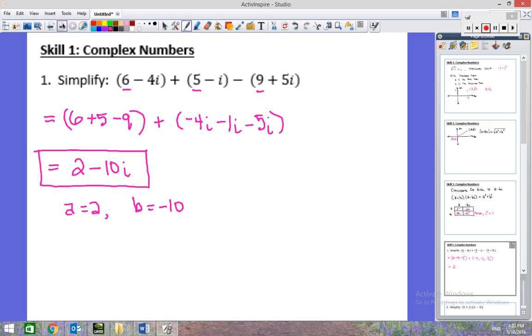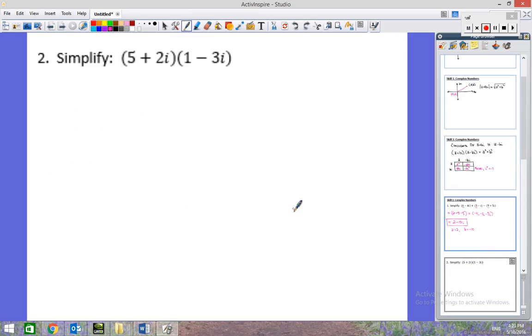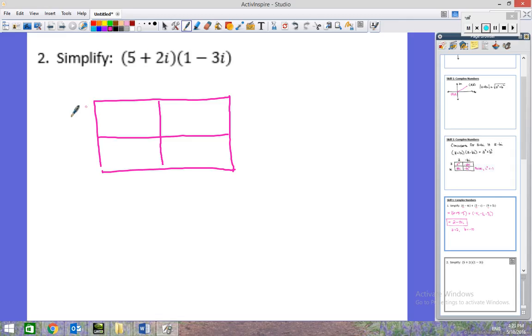Alright, so let's move on. They ask us now to simplify this product. I don't have complex conjugates, so one organized way for me to multiply these values together is to use a table. We're going to use the distributive property. I've got 5 plus 2i. I've got 1 minus 3i. It doesn't matter whether I wrote the 1 minus 3i on the side and the 5 and 2i across the top. That doesn't matter. 5 times 1 is 5.